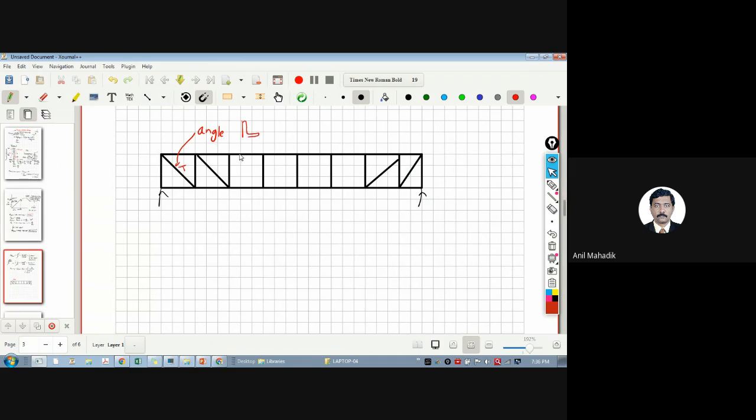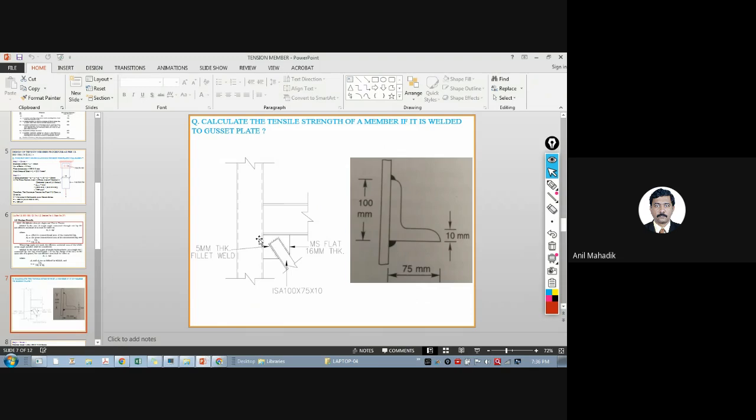So let's say I am preparing the truss using the angle sections. It is connected to this vertical member and this. This is your top member and this is your vertical member. And this is your diagonal member, which is carrying the tension. We have connected this member to a gusset plate and we have welded it, right? Now the problem is to calculate the tensile strength of the member if it is welded to the gusset plate. So we are interested in understanding the tension capacity of this angle member. Now we are taking the angle section 100 by 75 by 10 mm thick.